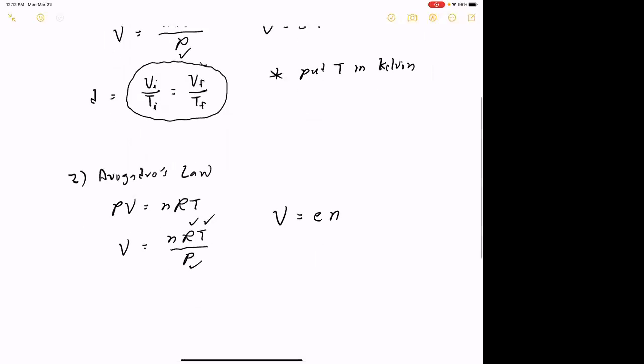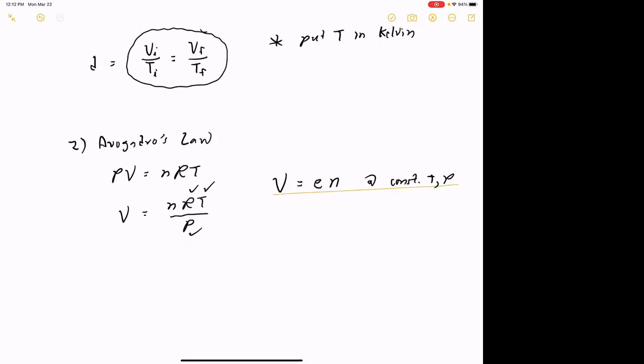All right, and we'll just make sure we know that it's at constant T and P. Now if I solve this for E, E is going to equal V divided by n. So now I can set it up in terms of an initial final relationship. V initial over n initial is equal to V final over n final. So there's our useful volume number of moles relationship. They work just like the ones we had before.